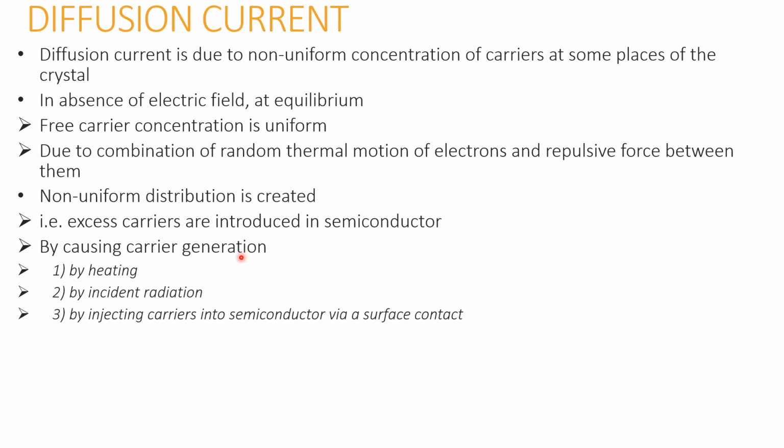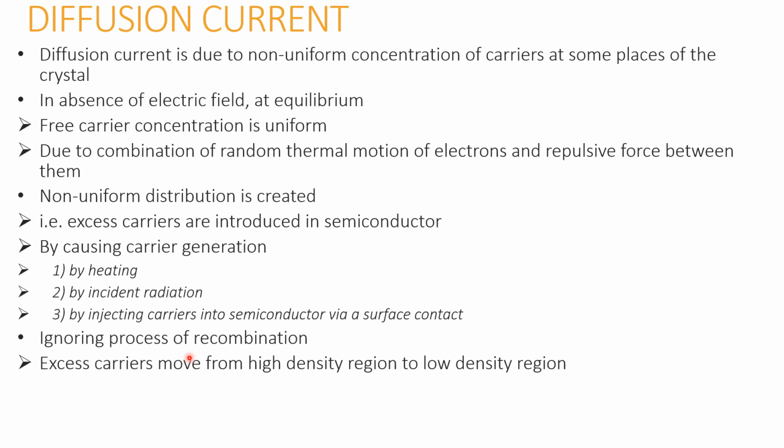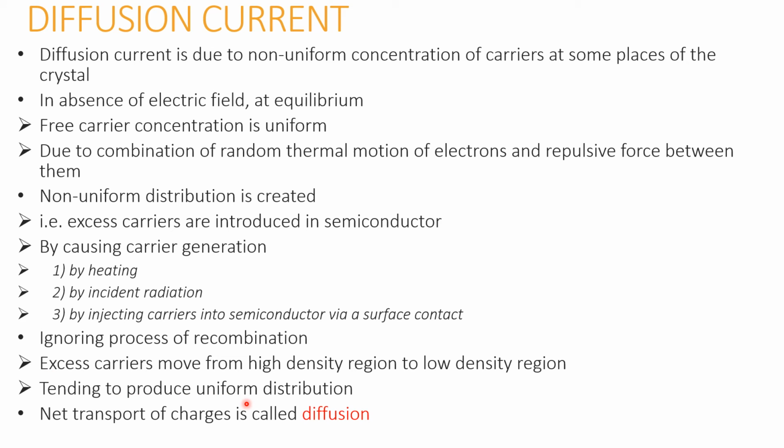This carrier generation can be done by heating, by incident radiation, by injecting carriers into the semiconductor via a surface contact. Ignoring the process of recombination, the excess carriers move from high density region to low density region, tending to produce a uniform distribution. This net transport of charges is called diffusion.